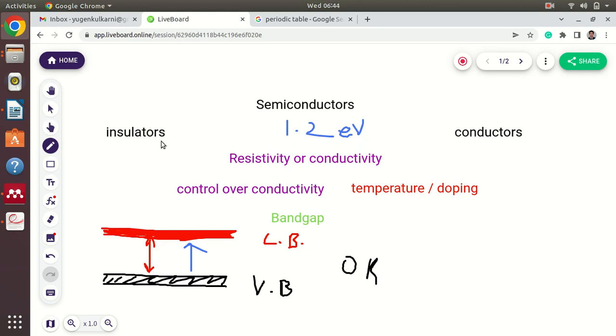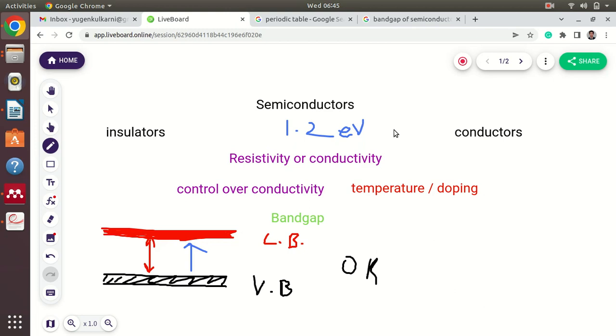Now what happens with insulators? In an insulator, the band gap is so large that the electrons will not jump from the valence band to the conduction band. They cannot jump with our regular electric supply or with light falling on the valence band. So the band gap of insulators is above 1.2 electron volt. It can be up to 3.3, or some have 3.4, and so on. They can have these values.